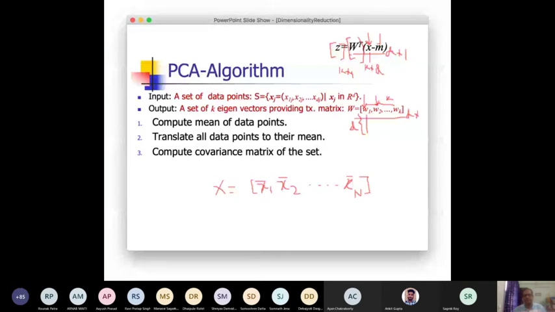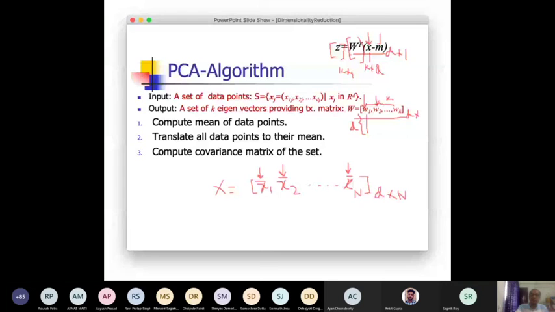Is it clear? In the matrix form, each column represents a data point. Each one is a column vector. So what should be the dimension of this X? D cross n. Very good, D cross n. Right?